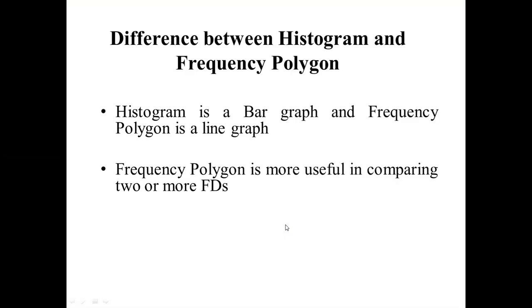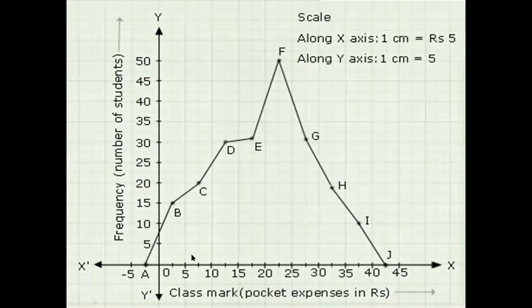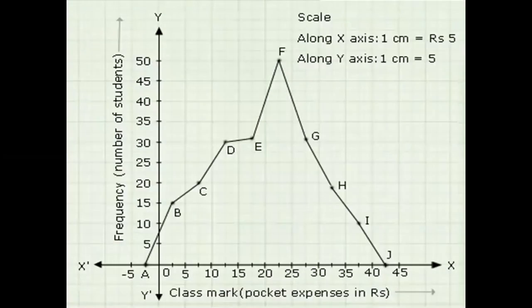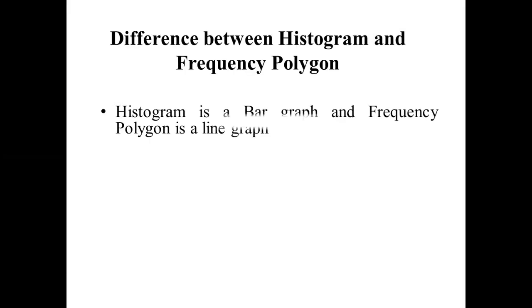The frequency polygon is more useful in comparing two or more frequency distributions because it becomes easier to plot the line graph. If you had to plot another frequency distribution table, it becomes easier to plot it over here on the same line graph or on the same frequency polygon rather than having two histograms at the same time. It becomes difficult.